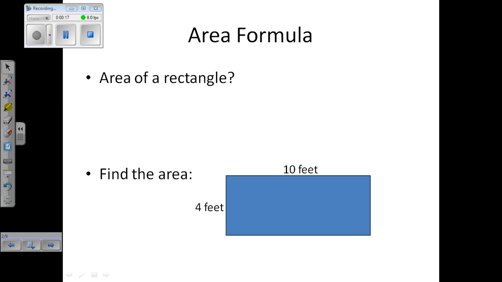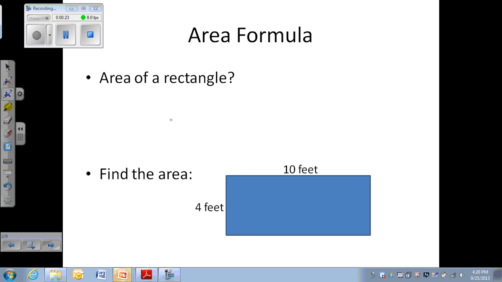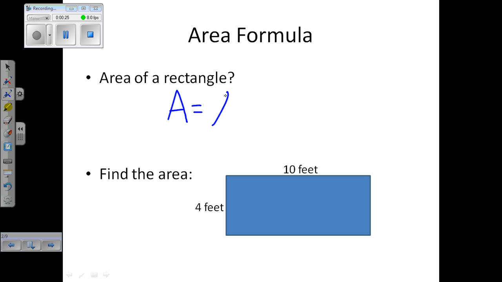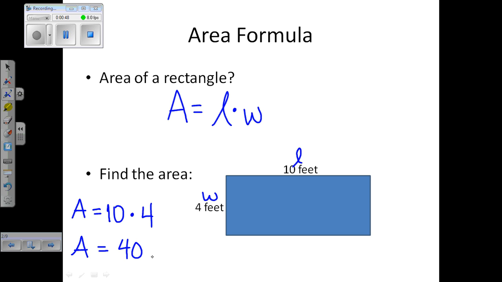So we're going to start with the area formula for a rectangle, which you should remember is area equals length times width. So for example, for this blue rectangle I have here, if I'm trying to find the area, I would multiply the length, which is 10 feet, by the width, which is 4 feet. And the area of this rectangle would equal 40 square feet. So that's an easy enough to use formula.